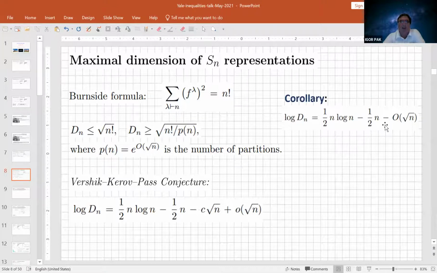Let me mention a conjecture. So this is what you can get by doing almost nothing, and you immediately get to a conjecture. What is the next term in the asymptotic? And this is the Vershik-Kerov-Pass conjecture, which says that the next term in the asymptotic should be c times square root of n for some non-zero c, and that's actually open. It's been open for about 35 years.